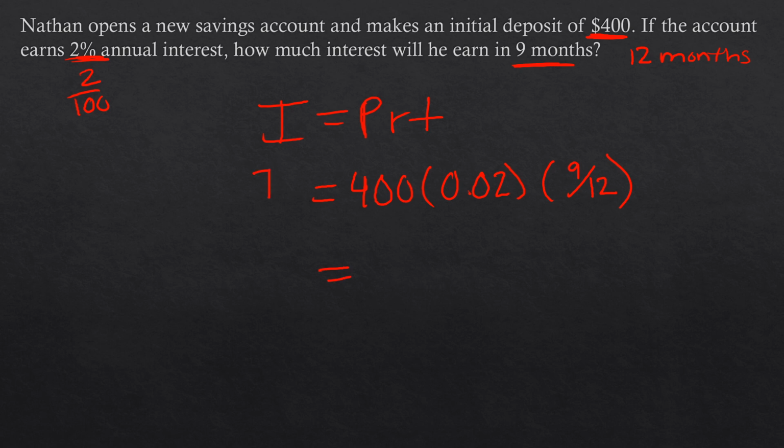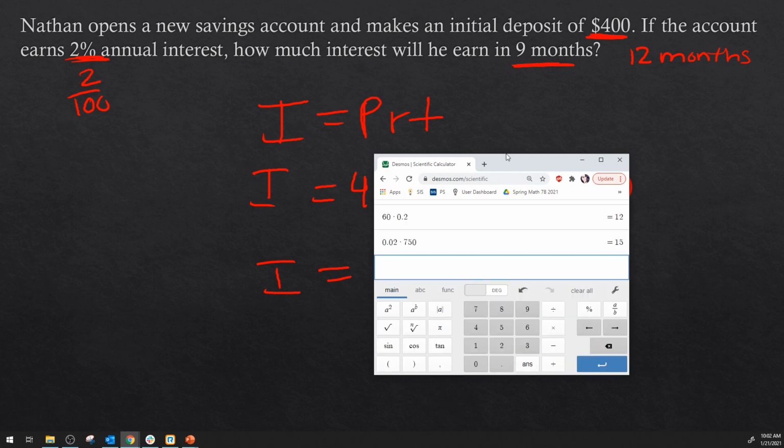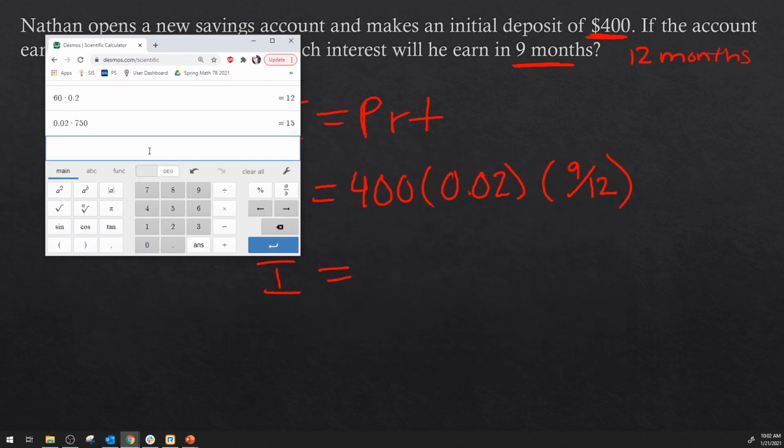From here, all we have to do is type that all into a calculator, and that is going to give us how much interest Nathan is going to earn. So I have 400, I'm multiplying that by 0.02, and I'm going to multiply that by 9 over 12. And with the Desmos, it's super easy to type in the calculator, or the fraction, right?